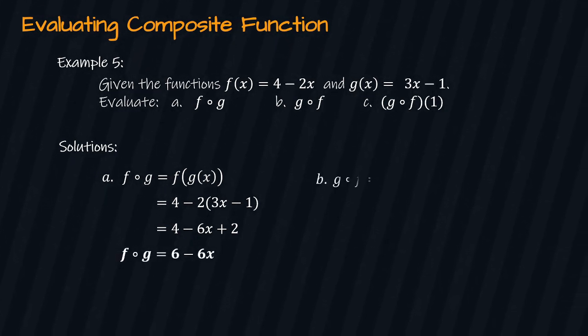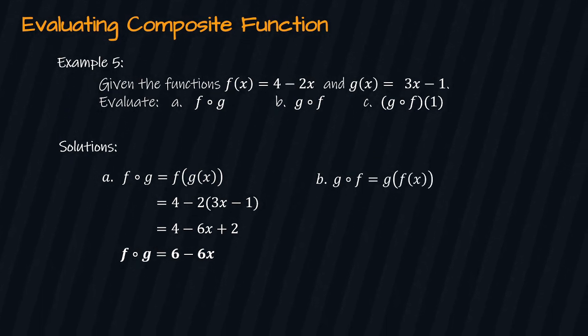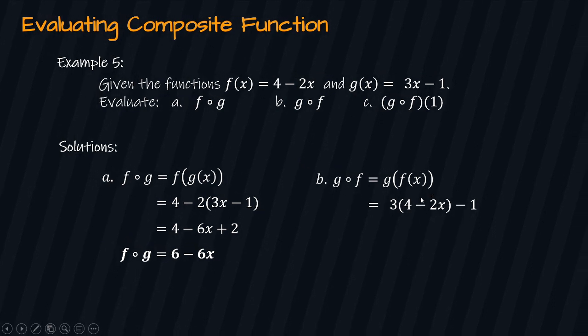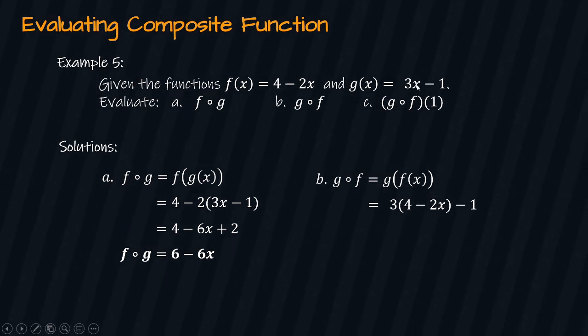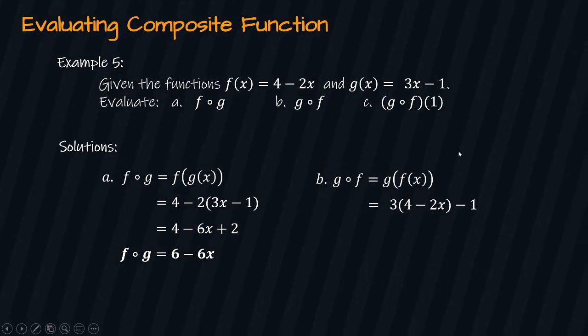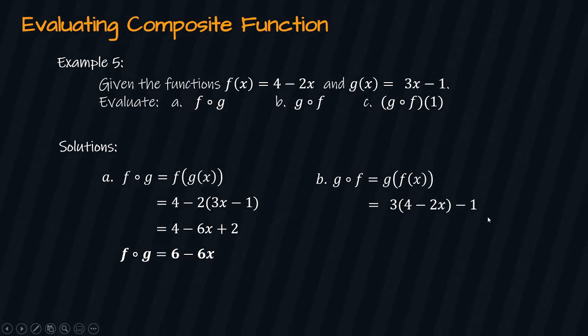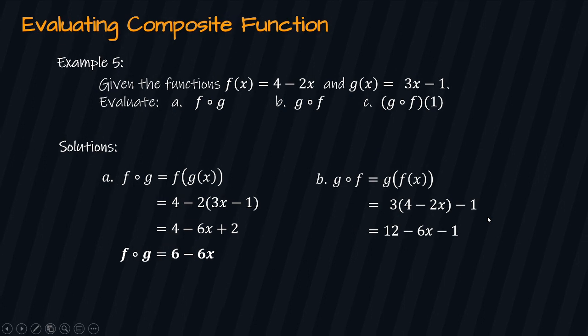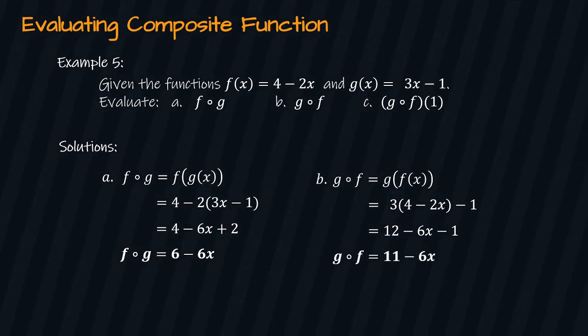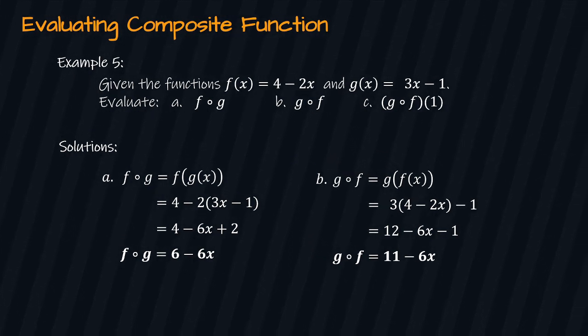Then we proceed to b, that is g circle f, or g of f of x. So we have 3, then the value of x should be 4 minus 2x, and copy minus 1. Simplifying, we have 12 minus 6x minus 1. Then therefore, g circle f is equal to 11 minus 6x.